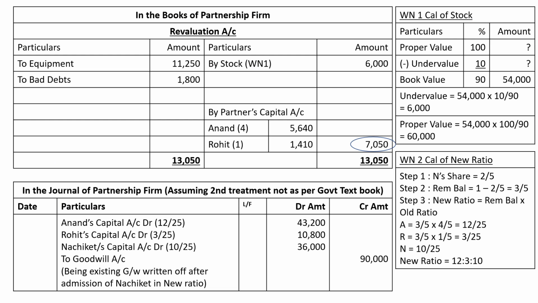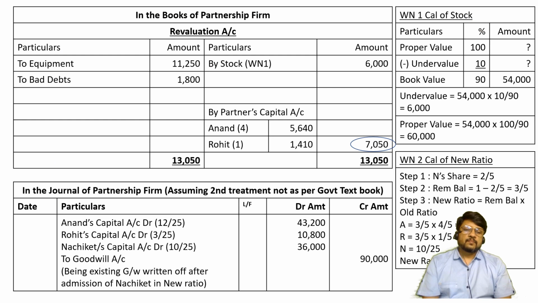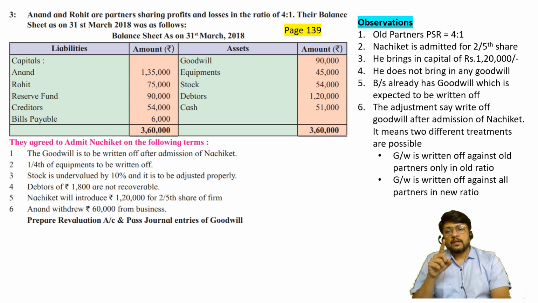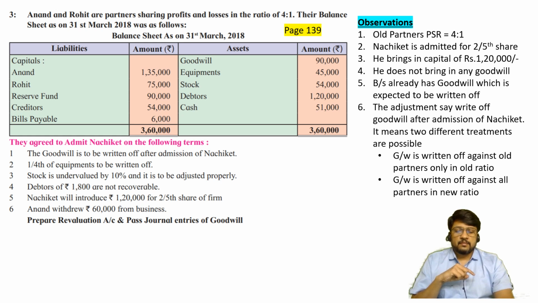If you are going to stick to the sentence of the problem, what was the sentence? The sentence was goodwill is to be written off after admission. After admission. If it is after admission, then Nachiket should also be considered. In that case, you cannot use old ratio because Nachiket is not there in old ratio. You must consider only the new ratio. Then you'll have to calculate new ratio and do the working.